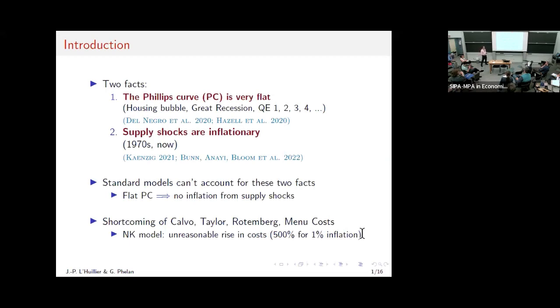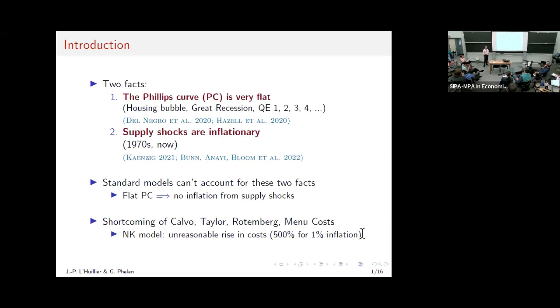This is a general statement about a shortcoming of standard models. That includes the Calvo model, the Taylor model, the Rotemberg model, Mankiw's model. To zoom in, if you want, and I'm going to do this very quickly, on the New Keynesian model as an illustration: if you want to have a flat Phillips curve but at the same time have inflation when supply shocks hit, then you're going to have to be willing to assume an unreasonable size of rising costs in order to get very small effects on inflation.